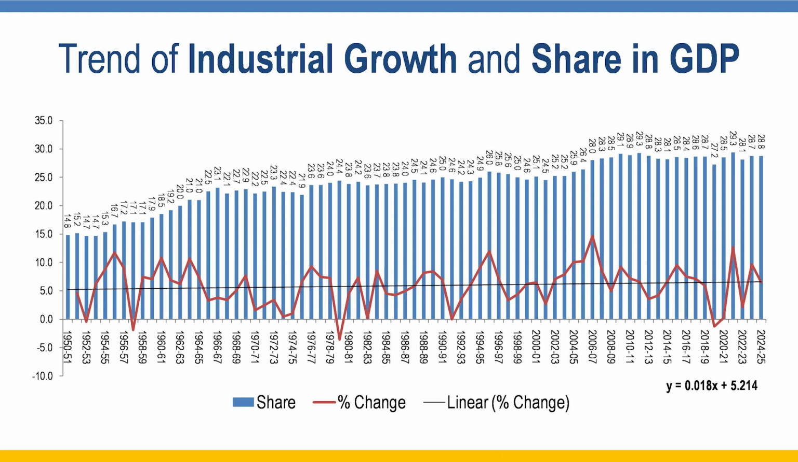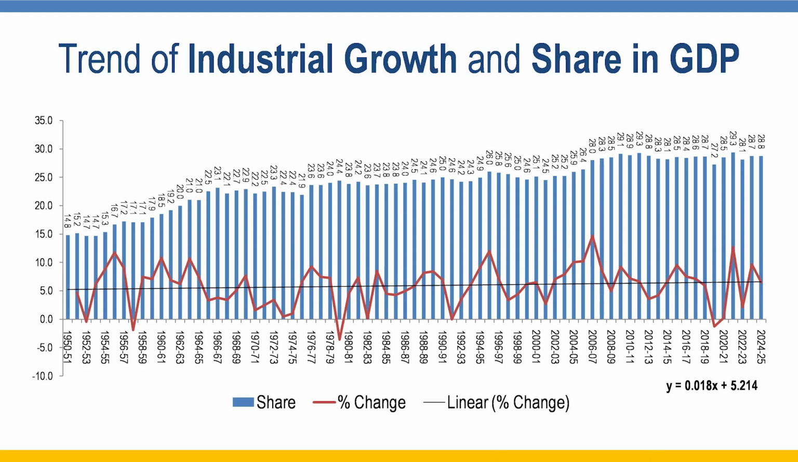On an average, the industrial growth rate in the country has been around 5 to 6% during the entire stretch of the period. The blue bars represent the share of GDP of the industry, and it started with around 14-15% in 50-51, which has doubled over the years, and today we have around 29%. So 1/3 of the GDP comes from the industrial sector in India today, which was just 50% or below 50% in 1950s.